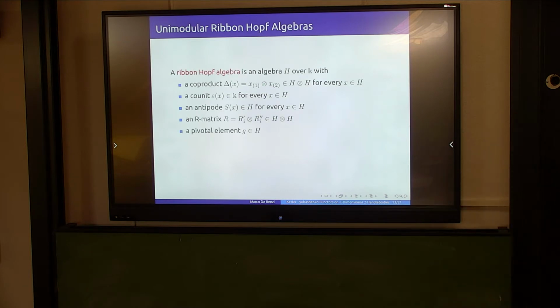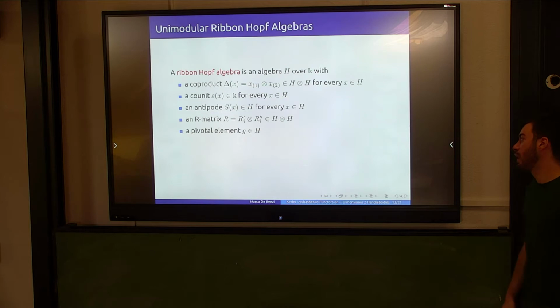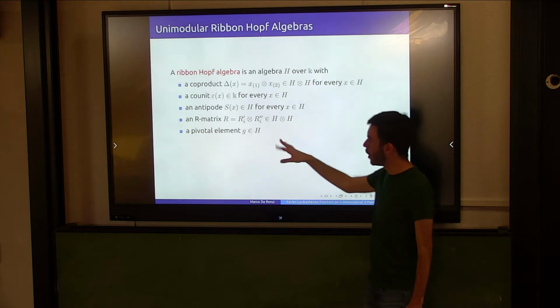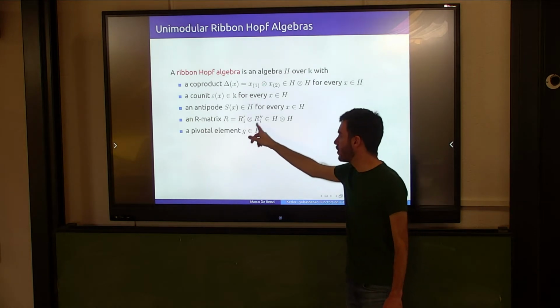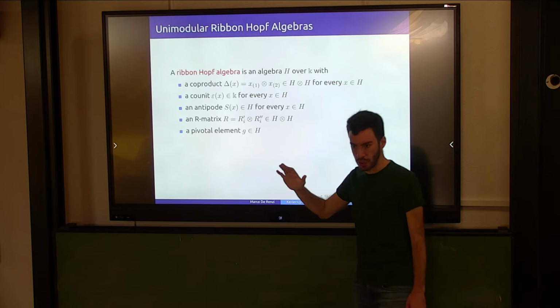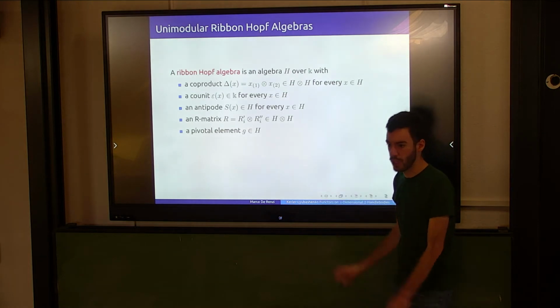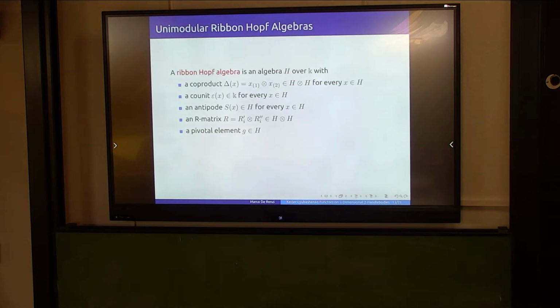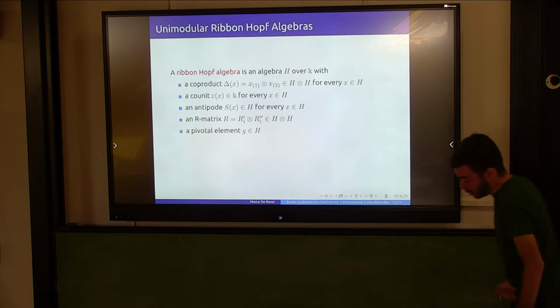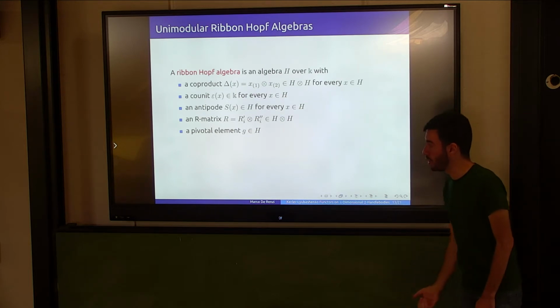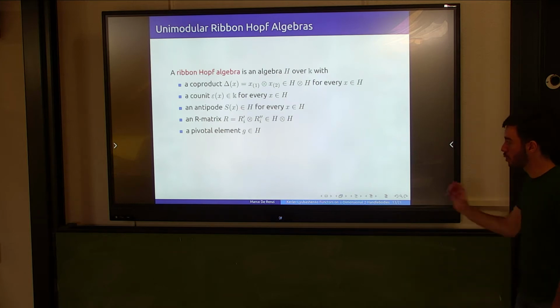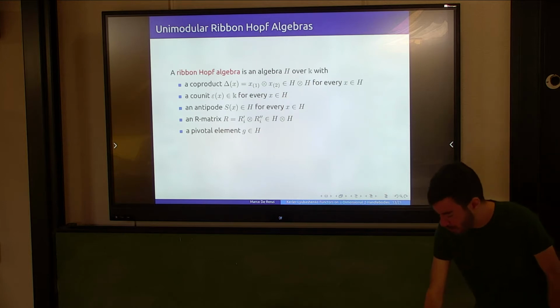We will consider ribbon Hopf algebras. So a ribbon Hopf algebra is a Hopf algebra with a very special element in its tensor square, which is called an R matrix. And here again, I'm abusing notation a little bit. So this sum here is supposed to denote the fact that this is a sum in general. This is a linear combination of vectors of this form. A ribbon Hopf algebra also comes with a distinguished element. It's called the pivotal element, which is a group-like element in H. And we're almost done with the list of names.